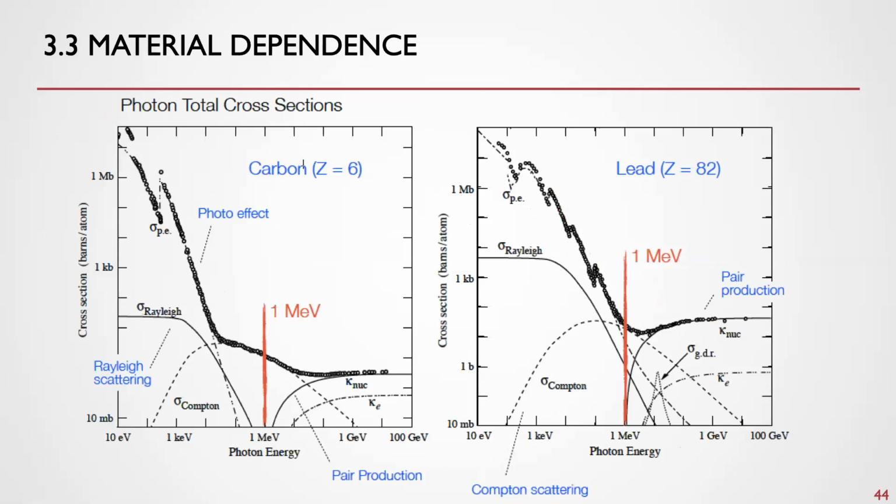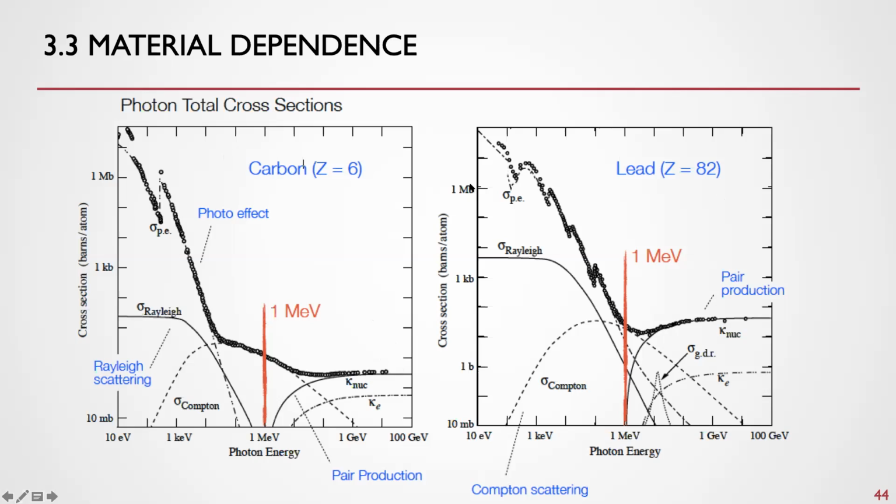Let's put things together for the photon total cross-section. Based on coherence and incoherence for the different processes, we have different photon total cross-sections. The left one shows a low Z material, carbon, for example, Z equals 6. The right material is lead, Z equals 82. You see that the pair production grows with Z squared.